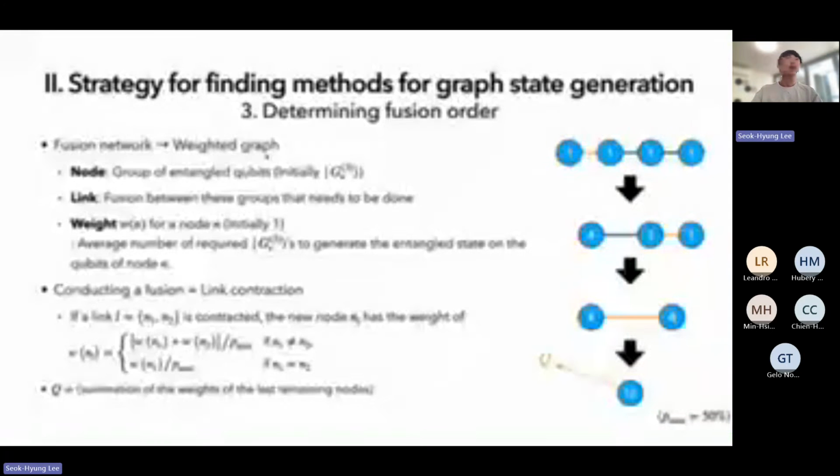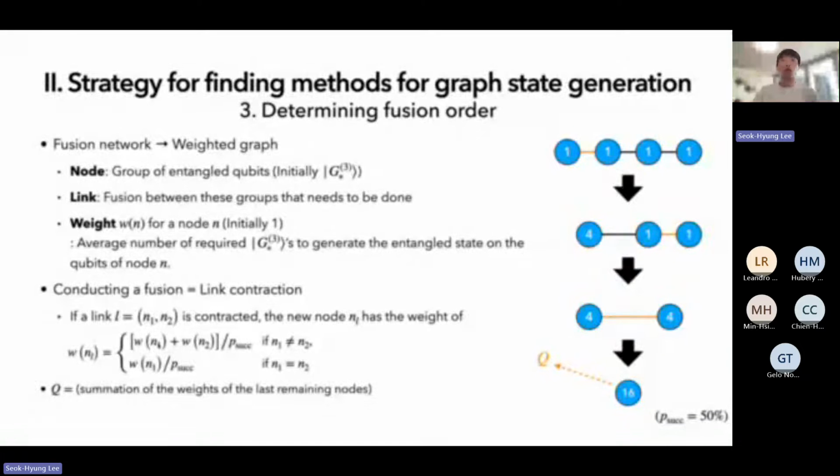And by viewing this fusion network as a graph state, we can regard the conducting of a fusion as a link contraction process. In other words, conducting a fusion between 2 nodes indicates entangling the photons in these 2 nodes. So it means combining these 2 nodes into one single node. And if a link is contracted, we assign the weight on the new node like this, where, for example, contracting these two nodes makes a new node with weight 4 when the success rate of the fusion is 50%. And it means that to generate the entangled state corresponding to this node, we need 4 Bayesian resource states on average, because this fusion fails 50% of the time.